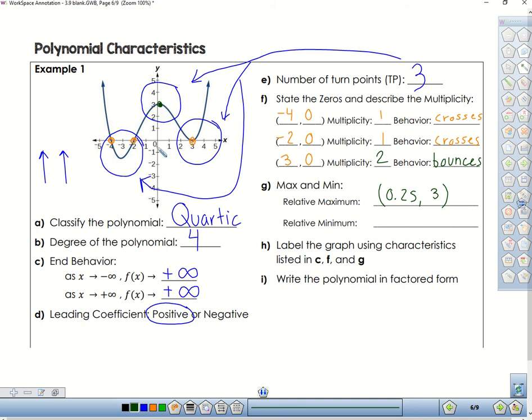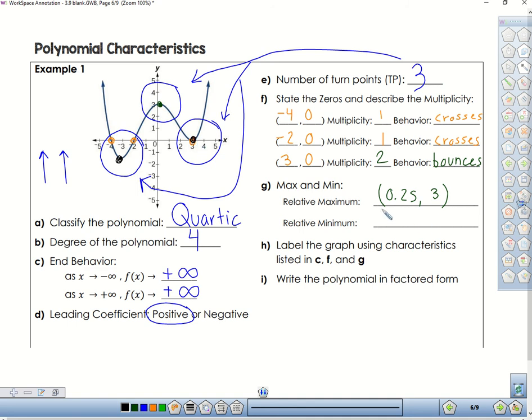Our relative maximum, that's right there. So it occurs at about 0.25, 3, maybe 0.5. Some of these aren't particularly accurate, so just do your best. And then we're going to talk about our relative minimums. So we actually have 2 of those, right? We have one right here, and we have one right here.